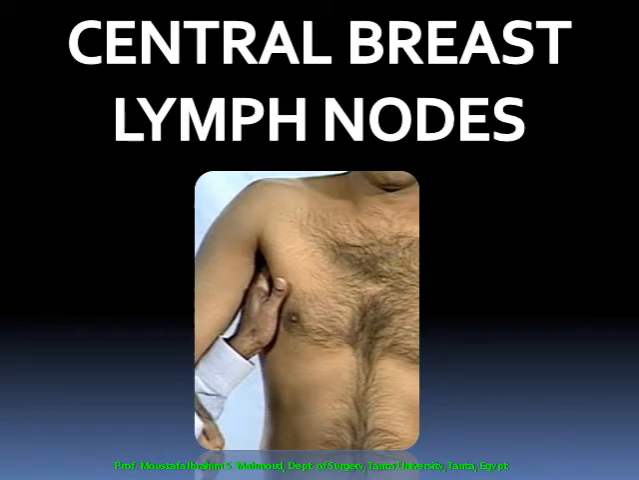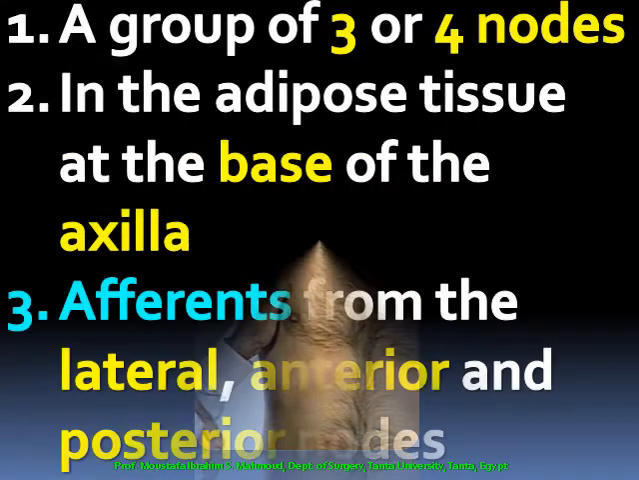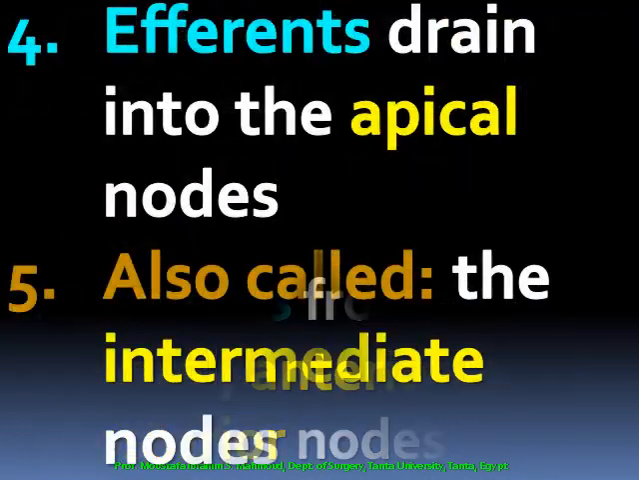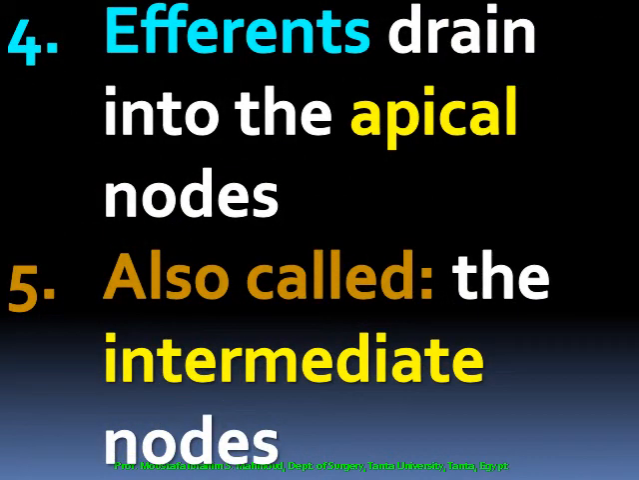The central breast lymph nodes, a group of 3 or 4 nodes in the adipose tissue at the base of the axilla. The afferents are from the lateral, anterior, and posterior nodes. The efferents drain into the apical nodes. Also, it is called the intermediate nodes.